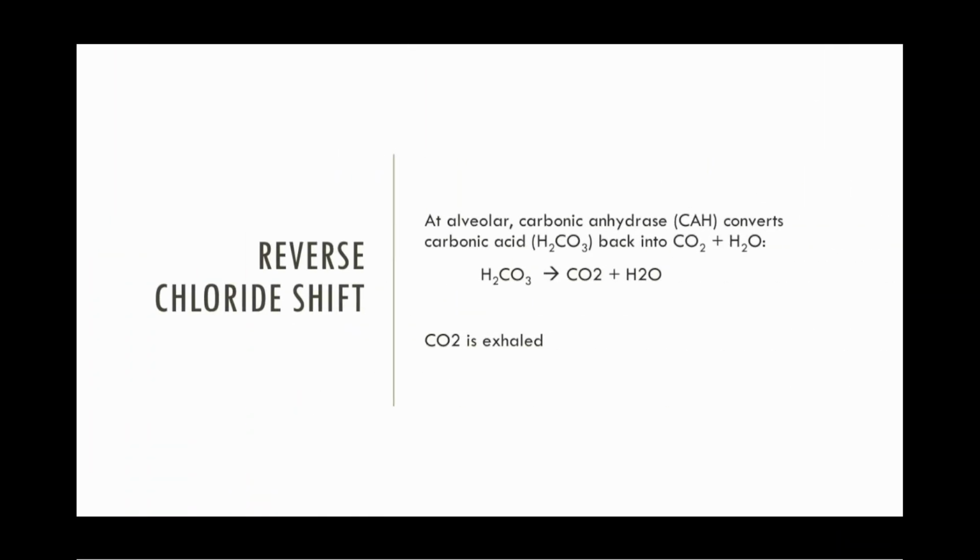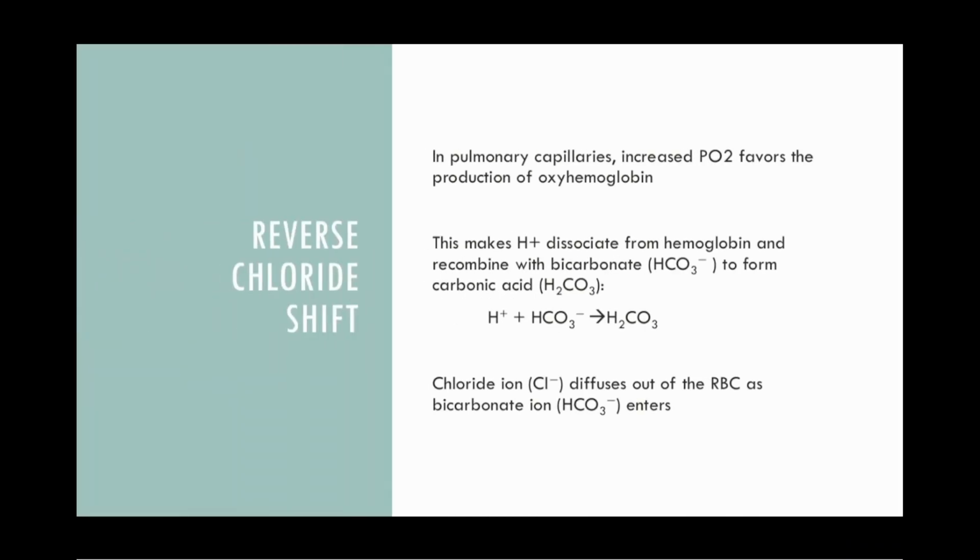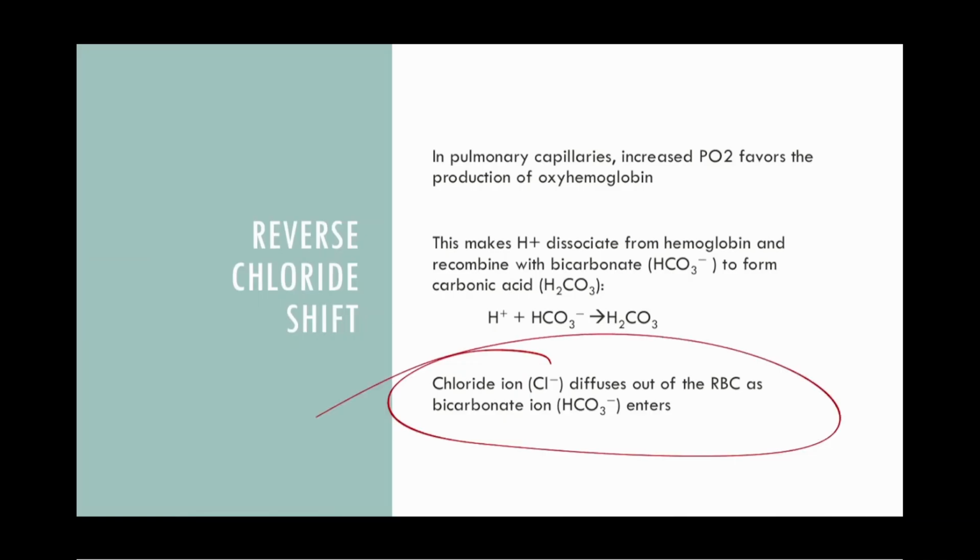Do I have a picture? Yeah. So reverse chloride shift. Chloride leaves, and the bicarbonate ion diffuses into the red blood cell. At the tissues, it's the chloride shift. Chloride comes into the red blood cell, kicks out the bicarb. Now we're at the lungs. We have to turn that bicarb back into CO2 so we can exhale it. So always keep those things in mind.